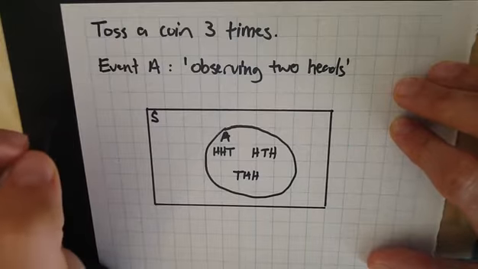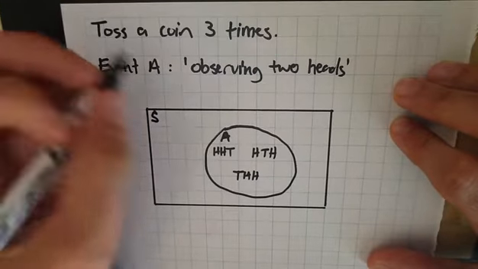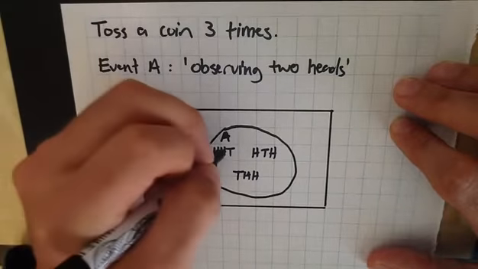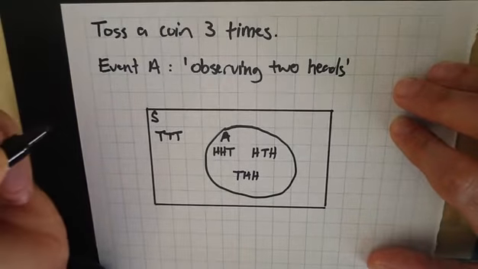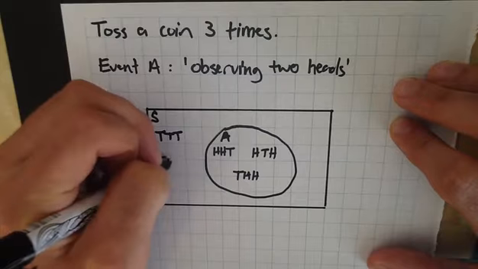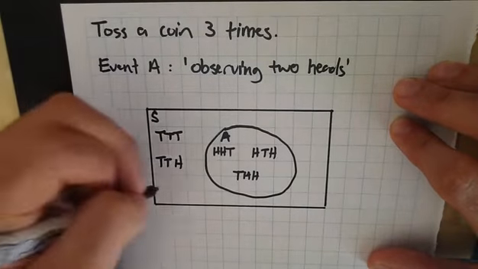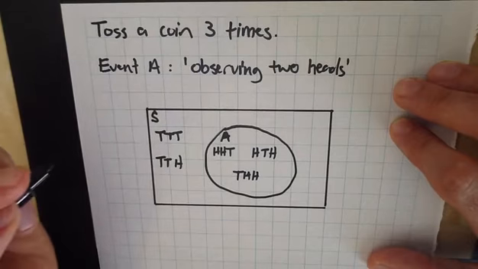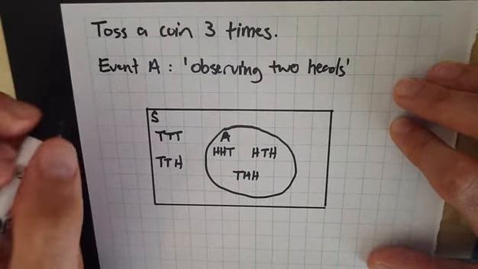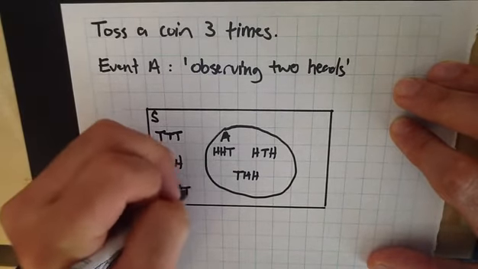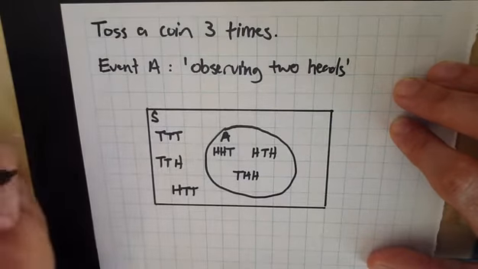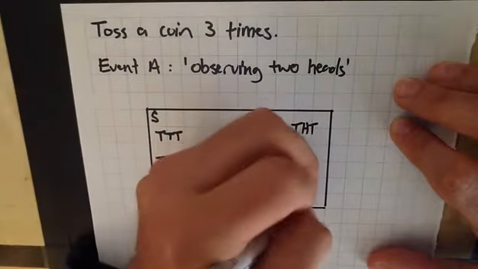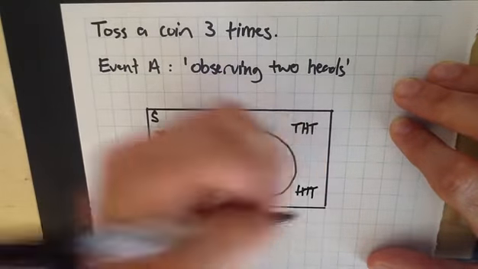But also, I could flip a tail, and tail. So that's not observing 2 heads, so that goes outside the circle, okay? I could flip a tail, and then a head. That would be only observing 1 head, so it's outside the event A, which is observing 2 heads. I could flip a head, a tail. Again, that's not 2 heads. I could flip a tail, a head, a tail. It's the same, and then a head, a tail, a tail.